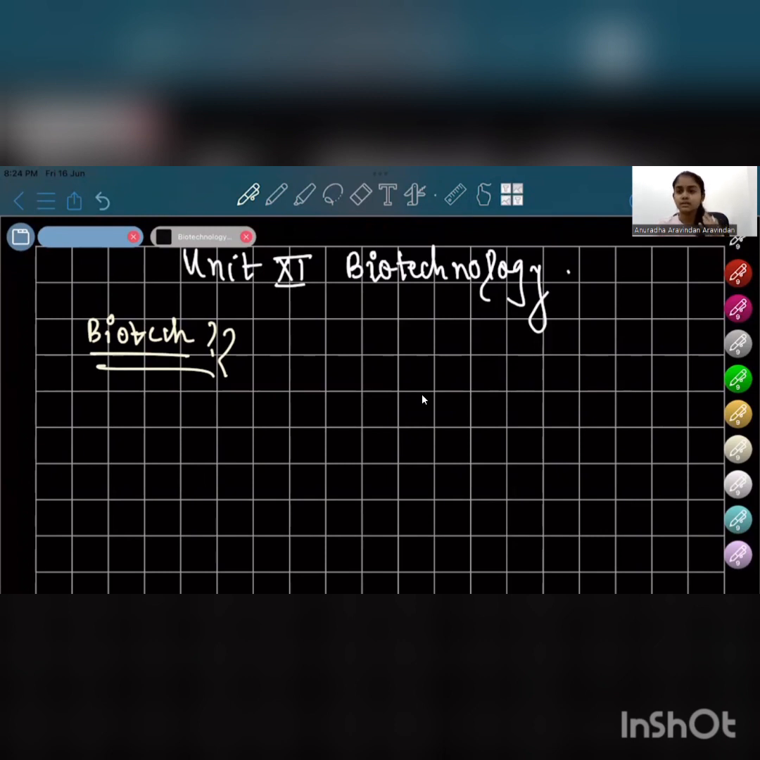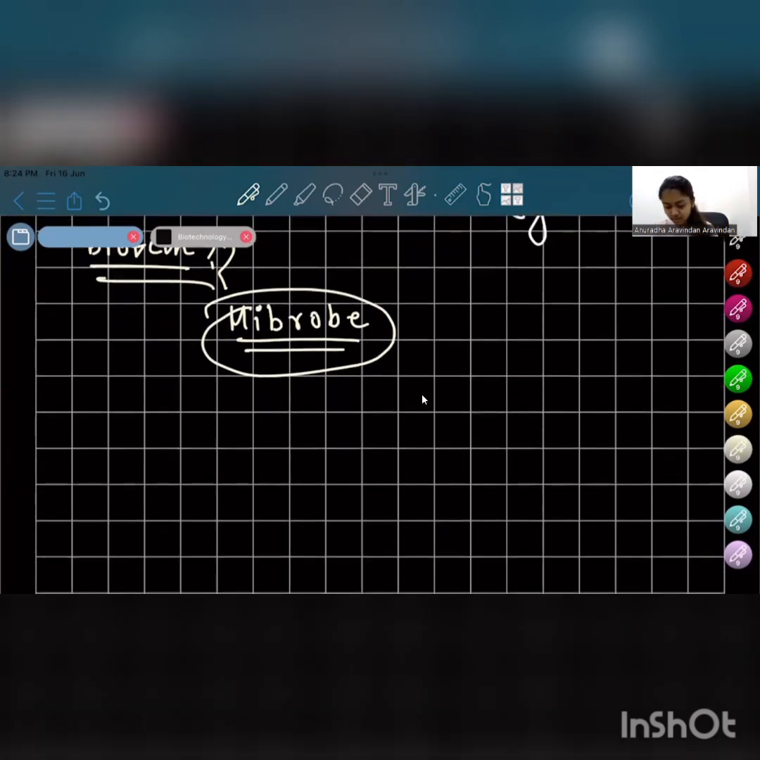So, to start with, does anyone know how we get curd from milk and how we prepare wine? All these are actually microbe mediated processes. When I say microbe mediated, there is some play of a microbe in it, that is any kind of microorganism, like bacteria, fungi, anything. So, how do we actually make curd from milk?